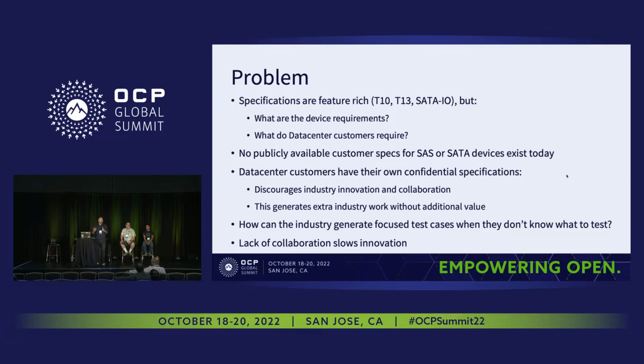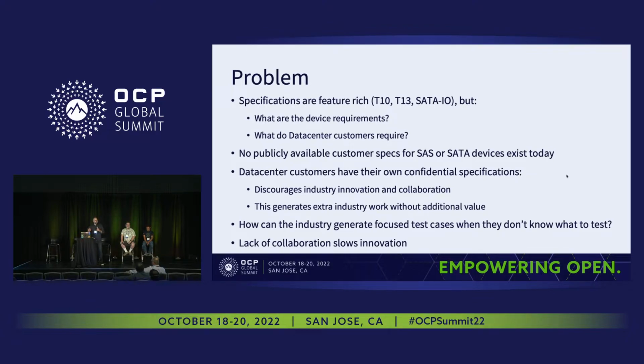Those are some of the problems with the current approach today, and that's because there are no publicly available customer specs for SAS and SATA devices. Data center customers traditionally have their own proprietary specs and they're confidential. And of course, there are some issues with that. That discourages industry innovation because lots of times you have IP related to those custom requirements. Those have to sometimes be developed in silos, so you wind up with a lack of collaboration among the teams developing these devices, and that generates a bunch of extra industry work for very little added value.